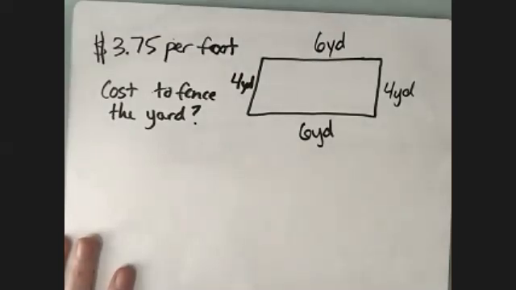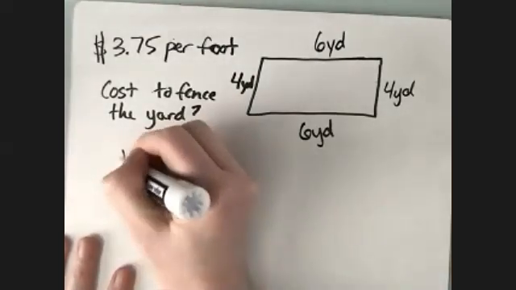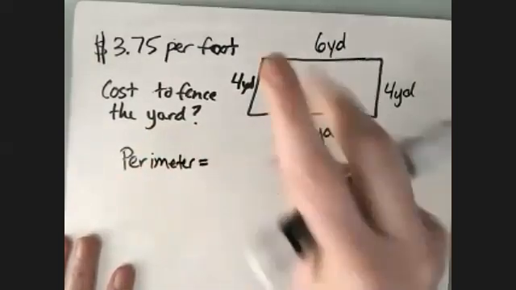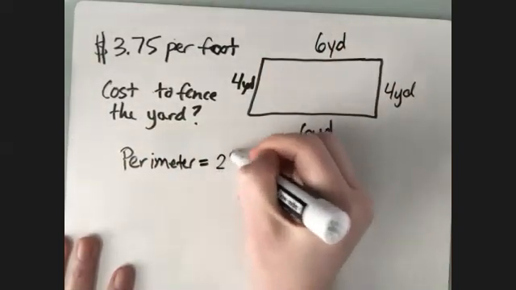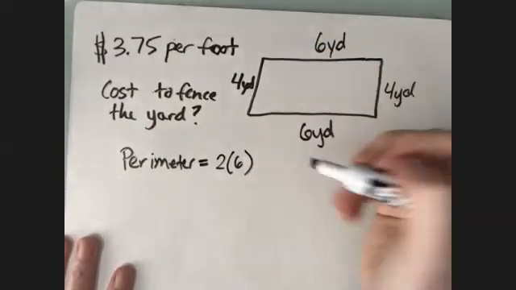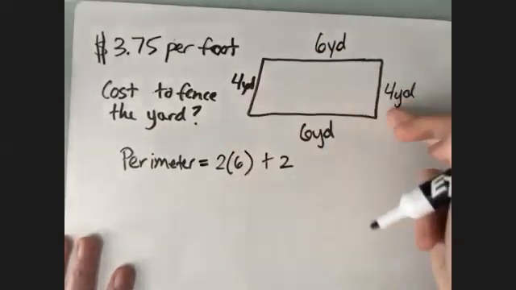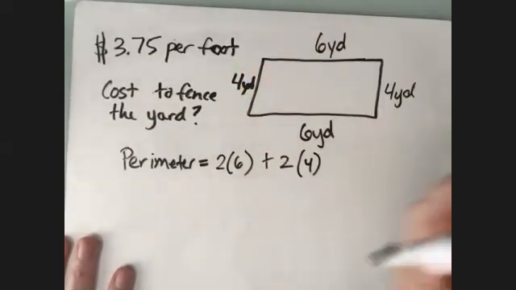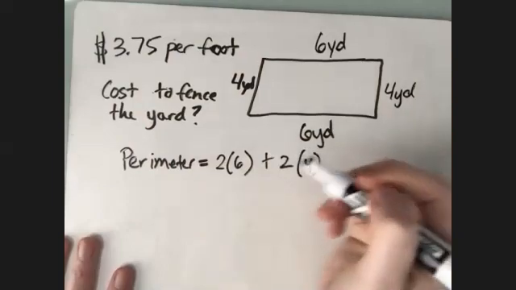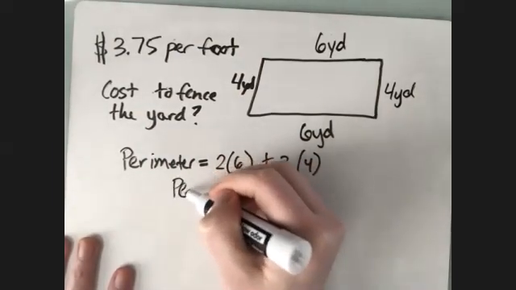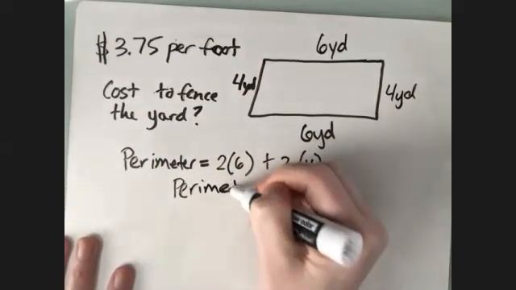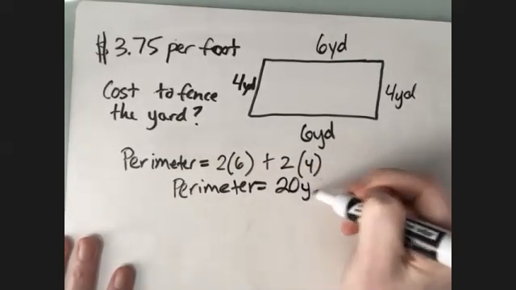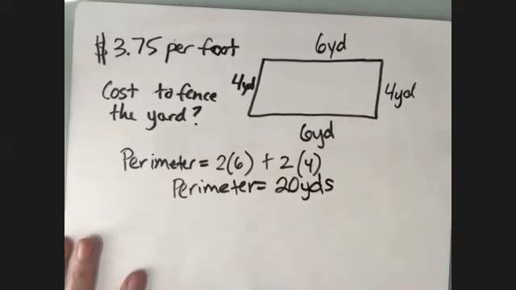Well, perimeter is adding up all the sides. So perimeter equals all of these sides. So 2 times your 6, plus 2 times the 4. Otherwise, you can just do 6 plus 6 plus 4 plus 4. All right, once you do that, you then have the perimeter. So the perimeter for this yard is going to end up being 20 yards needed.